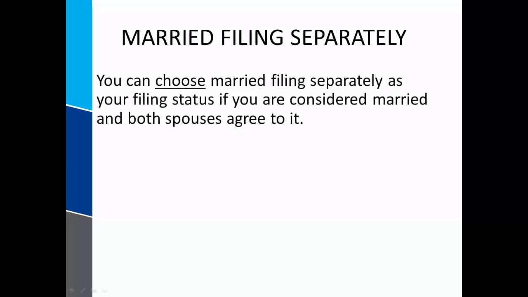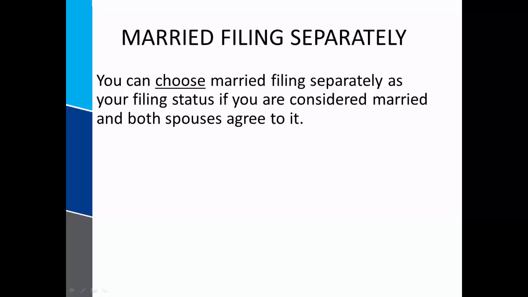Married filing separately. You can choose the married filing separately status if you are married. One reason to choose this status is if you want to be responsible for only your own tax, or if it results in less tax than filing a joint return. If you and your spouse don't agree to file a joint return, you must use this filing status unless you qualify for the head of household status.